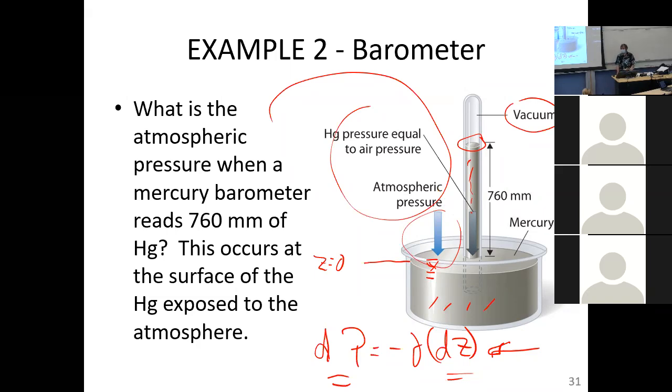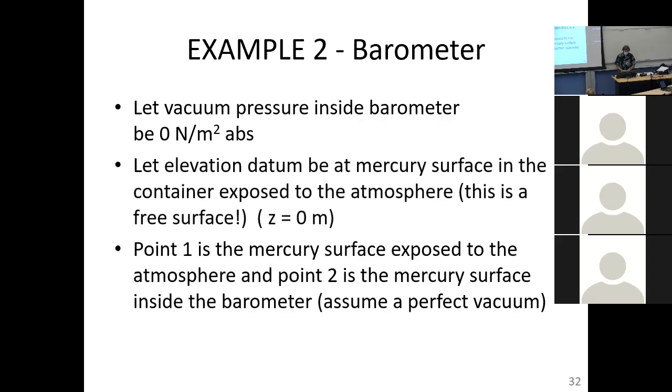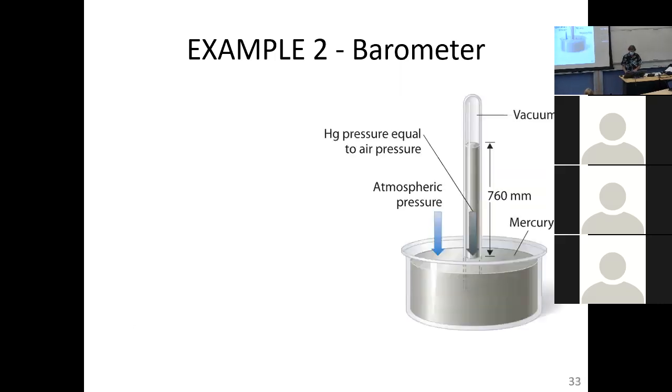So again, where I see a free surface, I very commonly say, well, I know the pressure, but I'm also going to set my elevation datum there. Do you have to? No. Again, you can set your elevation anywhere, but typically you set it where you know some measurements. So we're going to say point 1 is going to be that mercury surface exposed to the atmosphere, and point 2 is going to be the mercury surface inside the barometer at the very top of the barometer. So again, point 1 is at that interface, and point 2 is at the other interface.